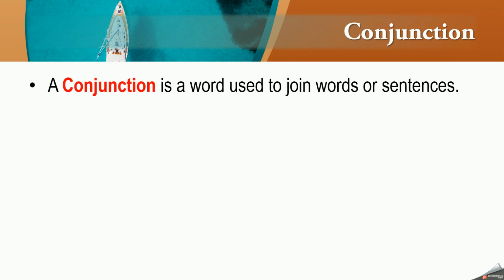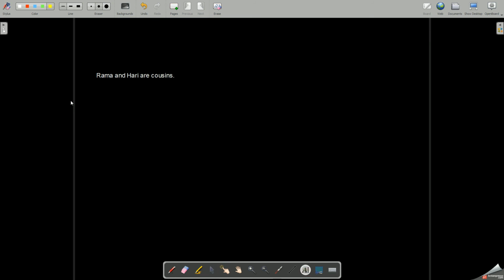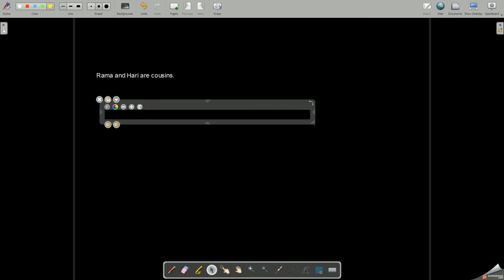Conjunction. Words used to join words or sentences. For example, Rama and Hari are cousins. So let me explain this to you. Rama and Hari are cousins. So if I explore this, I could write: Rama is Hari's cousin. Hari is Rama's cousin.